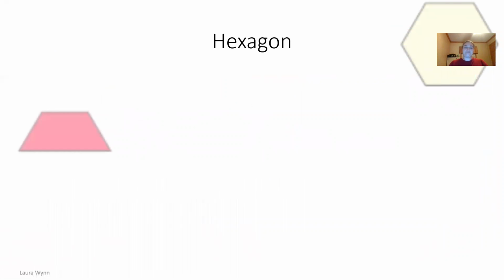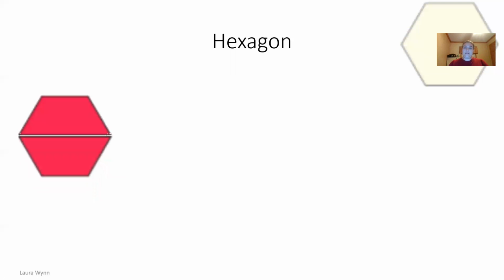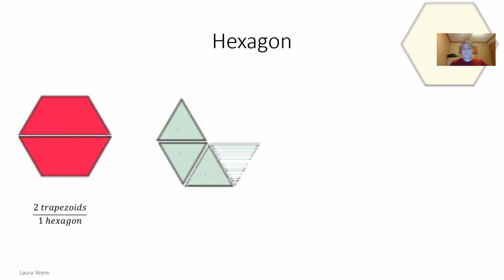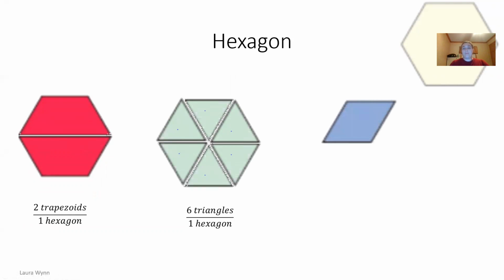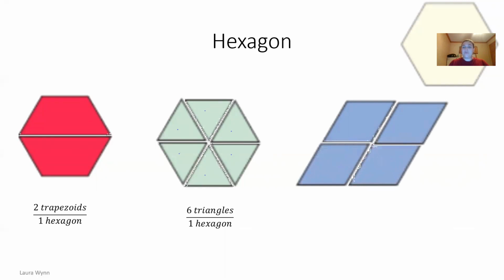All right, for a hexagon, grab our little hexagon, we have 2 trapezoids. 2 trapezoids is equal to 1 hexagon. Now, let's see how many triangles we have. 2, 3, 4, 5, 6 triangles equals 1 hexagon. Now for rhombus or rhombi, we have 1, 2, 3, and 4. So 4 rhombi equals 1 hexagon.